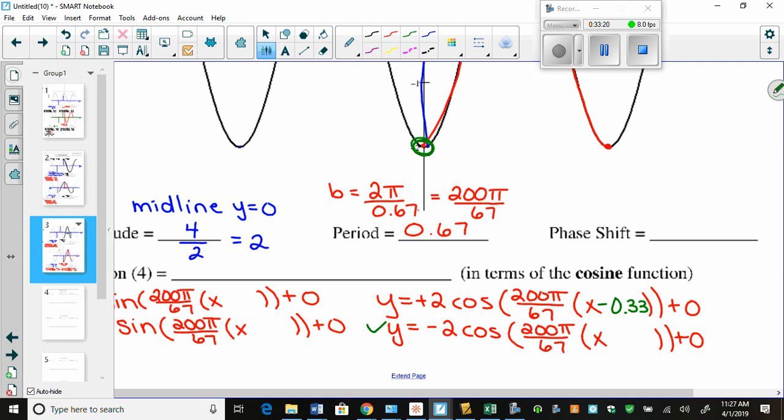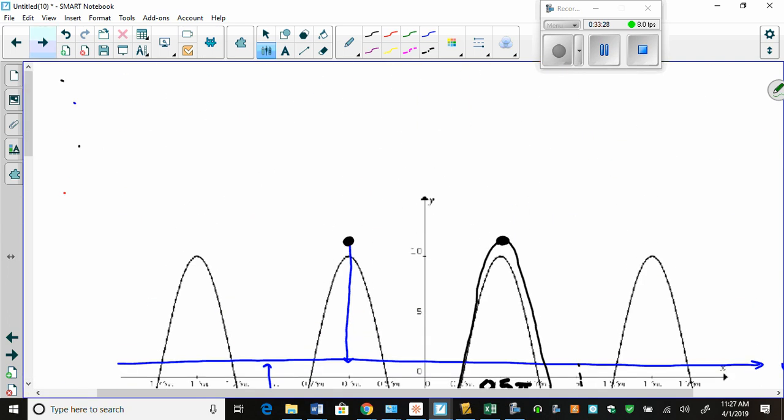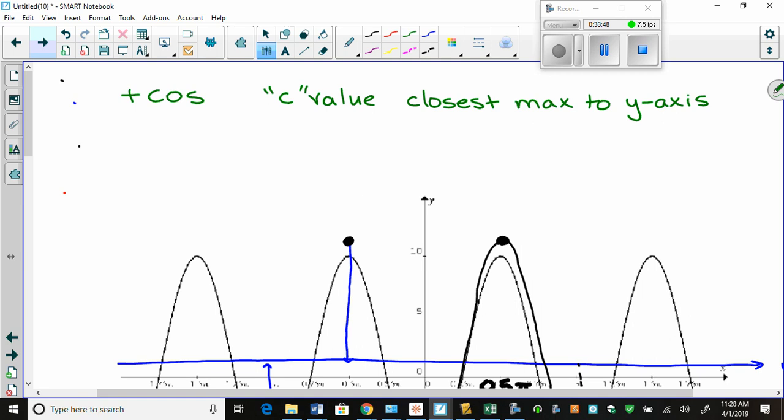Coses are really easy. So that's why I want to do those today. So I would write a little note at the top of my page, the very top of the booklet. I would give myself positive cos, the C value, closest max to y-axis. And then negative cos, so negative A value, your C value is the closest min.